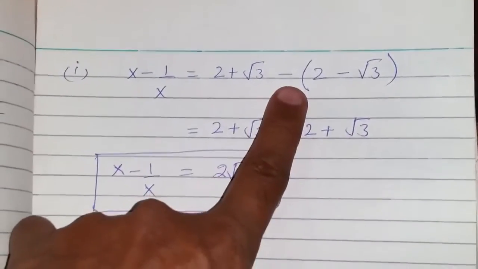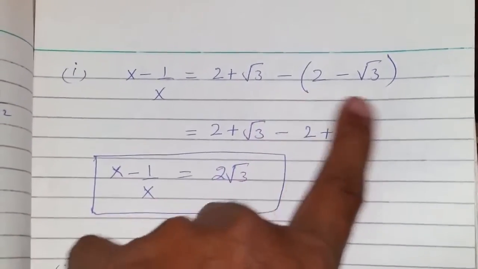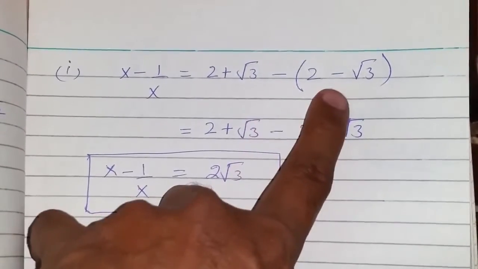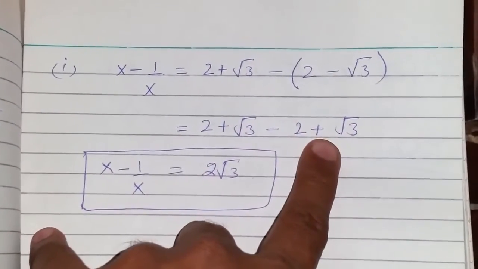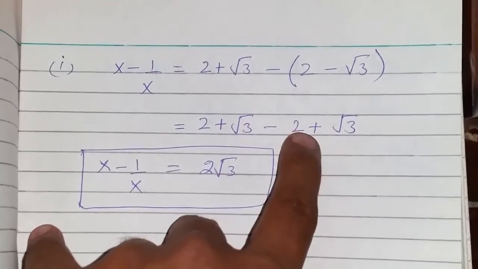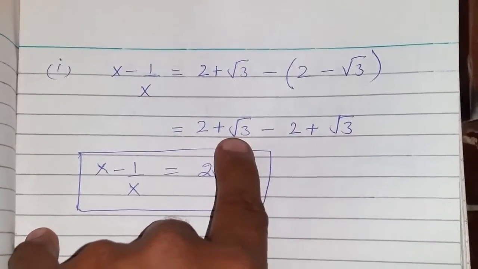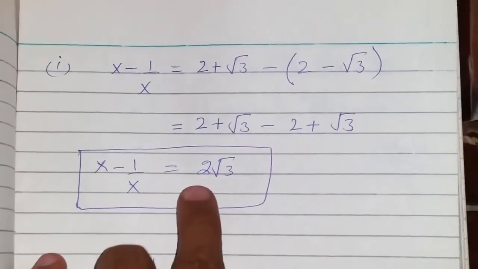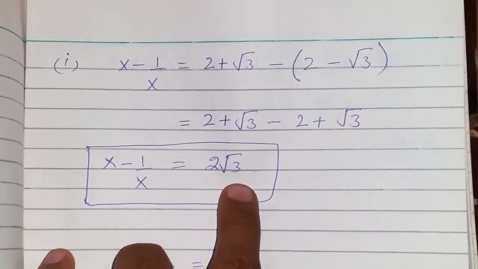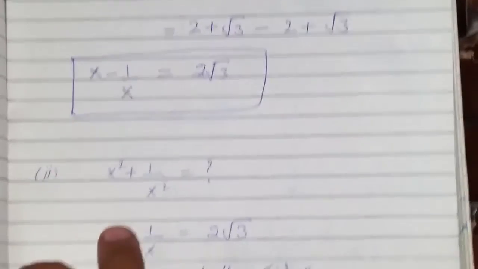So after removing the parenthesis, this negative sign changes to a positive sign. Minus 2 cancels out with plus 2, and square root 3 and square root 3 becomes 2 times square root 3. This is the first part.